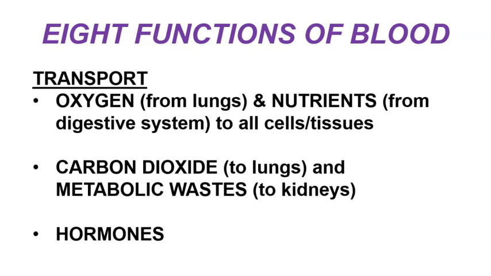Blood also serves as one of the major conduits for the transport of hormones, which are the chemical messengers of the endocrine system. The various endocrine glands of the endocrine system will secrete their hormones directly into the bloodstream, and then it's up to the bloodstream's job to shuttle those to all parts of the body.